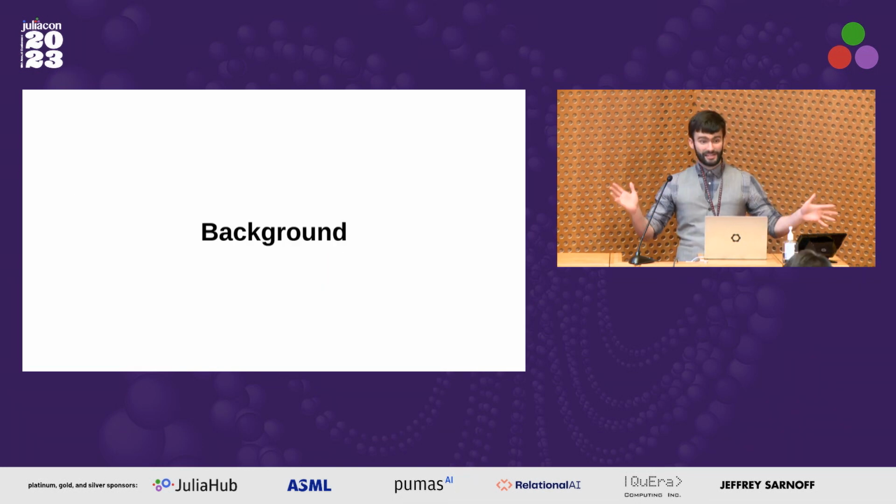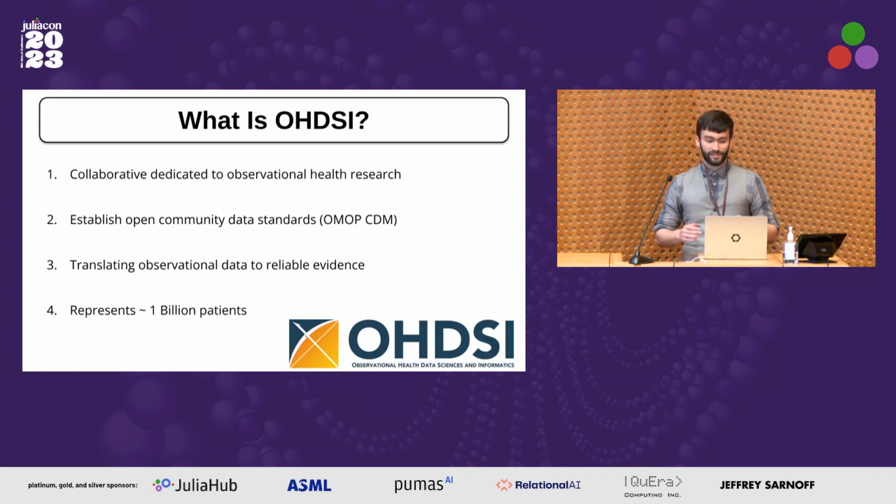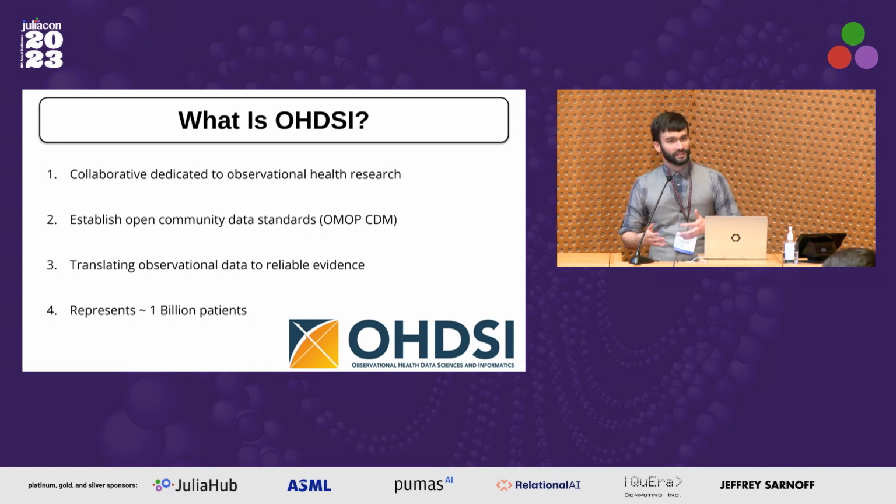To give context to this talk and to supply some necessary background, the first thing I need to do is talk a little bit about another organization outside of the Julia community called Odyssey. Odyssey is the Observational Health, Data Sciences, and Informatics Open Science Collective. As that's a mouthful, we just call it Odyssey. They are dedicated to the study of observational health research. Observational health is looking at an analysis of real-world data such as medical claims, electronic health records, health information exchanges, and so forth.